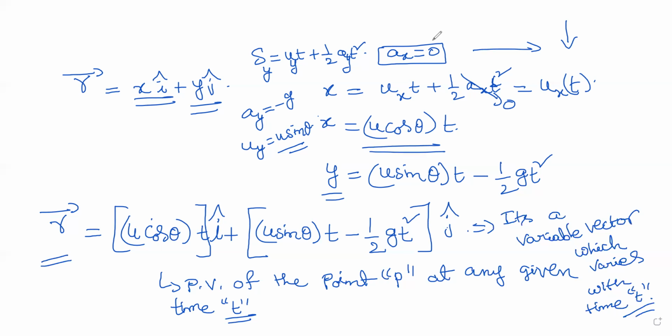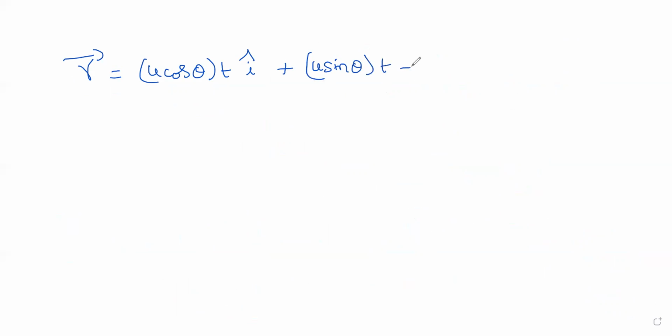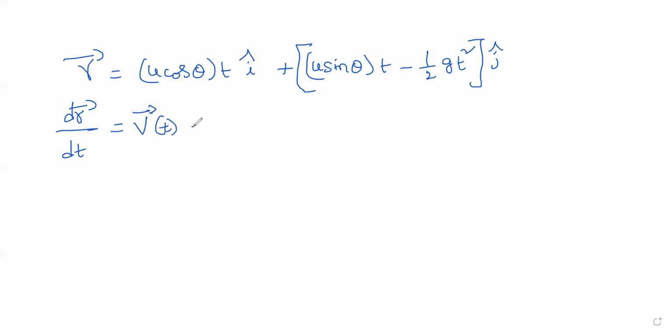Very simple. Now we have this. Let us keep this r bar. r bar happens to be u cos theta t into i cap plus u sine theta t minus half gt square multiplied by j cap. So this is what you have. And then if I find dr bar by dt, that is the velocity vector at any time t for the projectile.